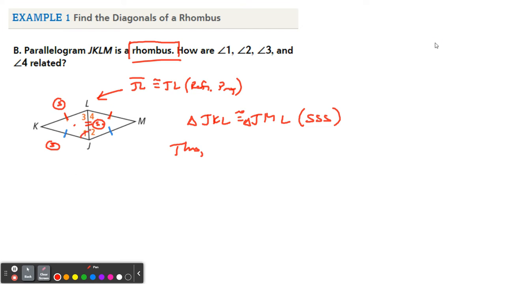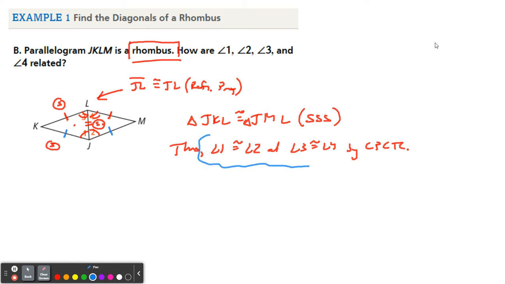Angle 1 will be congruent to angle 2. And angle 3 will be congruent to angle 4. And that is by CPCTC. And there you go, right? That's how those angle pairs are related.